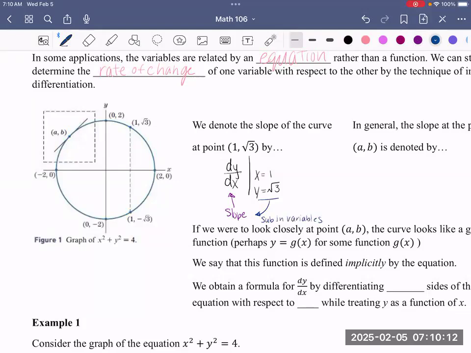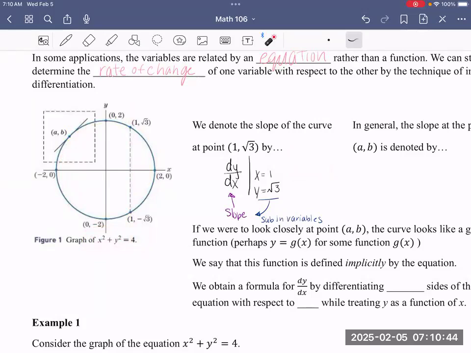So in general, the slope at the point (a, b), so at any point (a, b) along the curve, keep in mind (a, b) is now a coordinate. We're so used to just saying, okay, here's this function, but our circle is not a function. No, it doesn't pass the vertical line test. So instead, we're going to see some sort of equation, such as this circular one, x squared plus y squared is equal to 4, where you can tell we have two variables and we need to take the time to differentiate both.